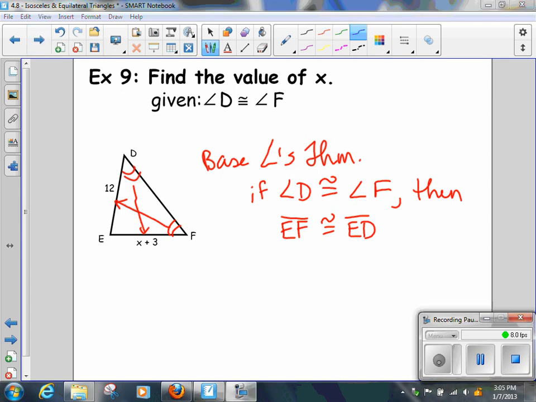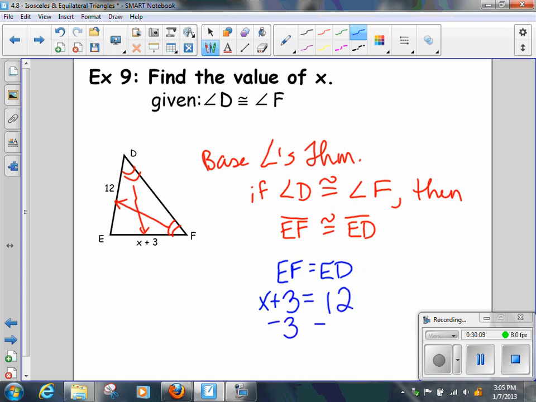EF is x plus 3. ED is 12. Solve by subtracting 3. X is 9. Right on? Check it: if angles D and F are congruent, then sides are congruent, and 9 plus 3 is 12. Did we find the value of x? Yes, we're done with this.